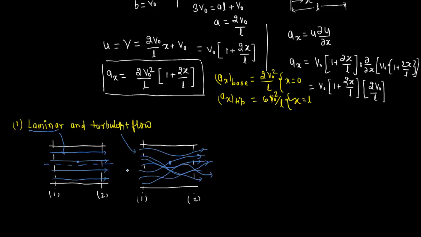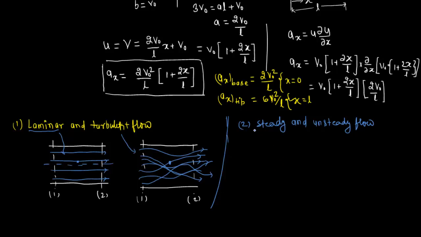I'm discussing all these types of flow in short here, but in the next chapter we will deal with it in detail. So this is our laminar flow and this is our turbulent flow. Now the second category we can define: steady and unsteady flow. Okay, this is our second category.